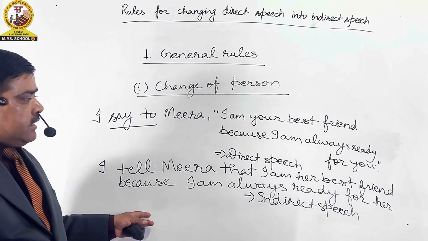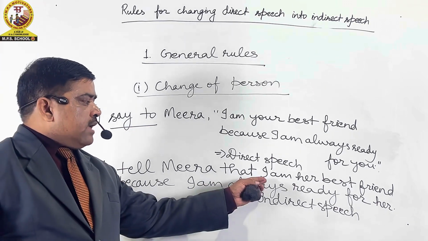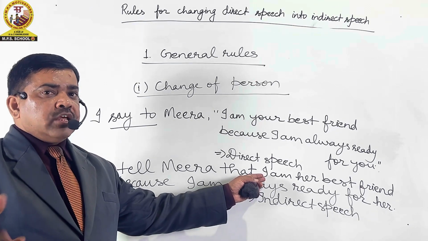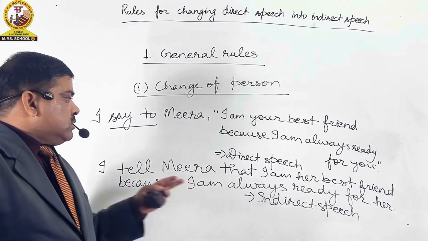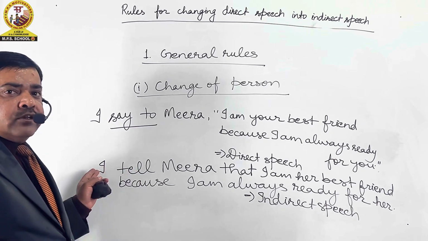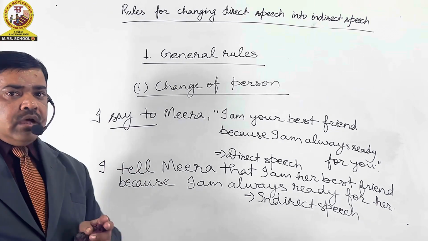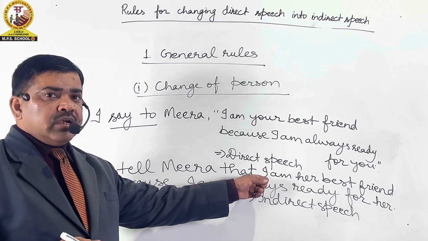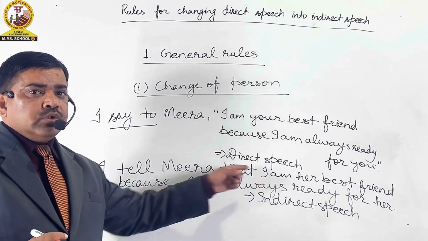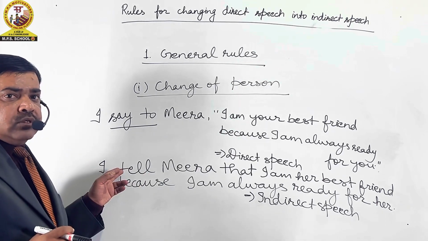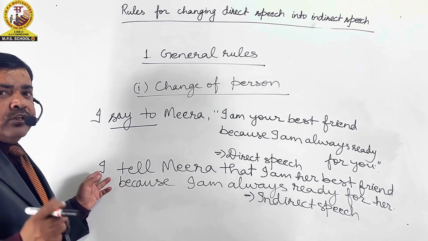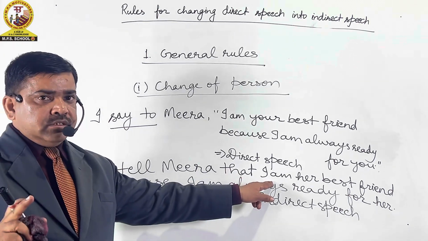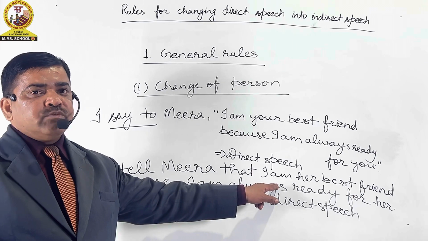So friends, here we notice that I has not been changed into another person because the subject of the reporting verb is also I, and I have already discussed that the first person changes according to the subject of the reporting verb, and the subject of the reporting verb is also I. That's why I has not been changed, or we can say that I has been changed into I.